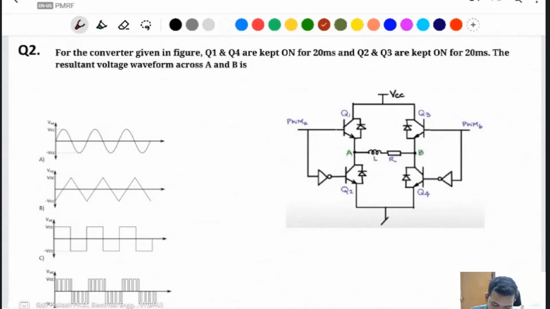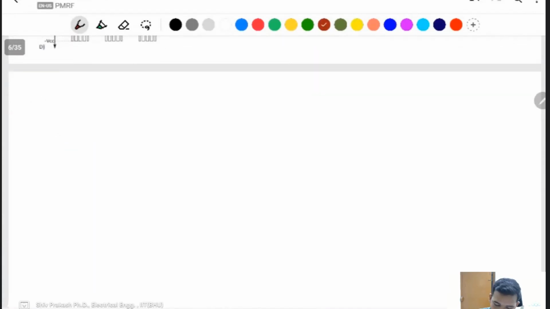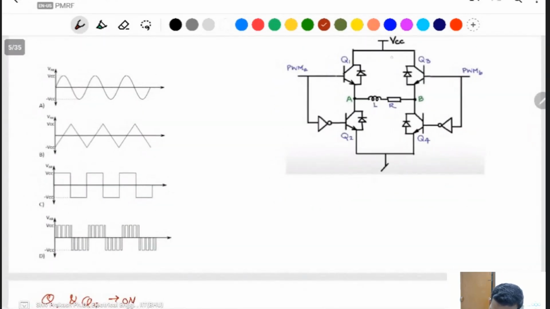The next question: for the converter given in the figure, switches Q1 and Q4 are kept on for 20 milliseconds, and Q2 and Q3 are kept on for the next 20 milliseconds. Q1 and Q4 are on. So what is the equivalent circuit when Q1 and Q4 are on? It means this switch is on, like that.